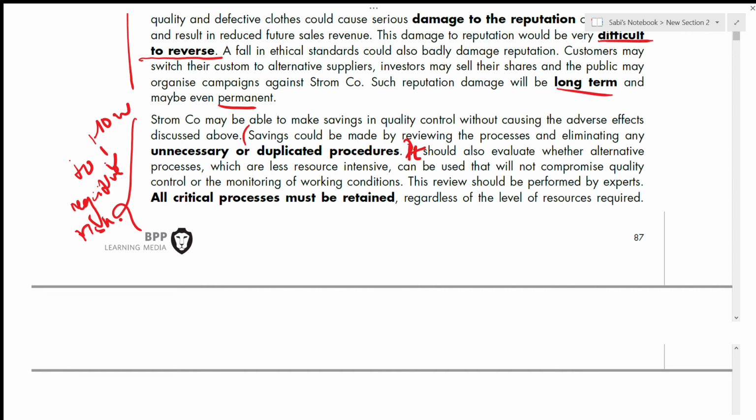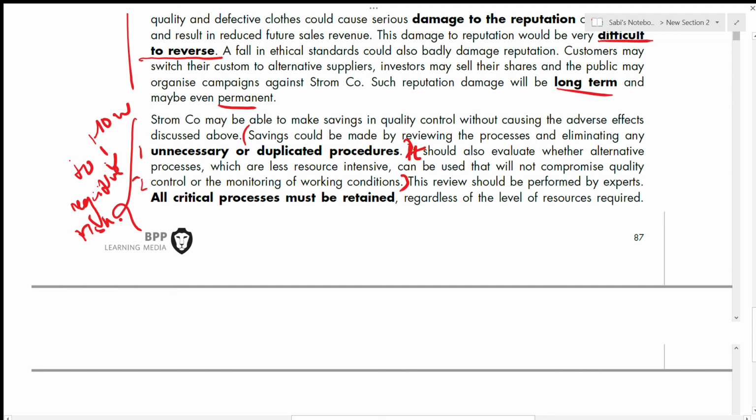Second, it should also evaluate whether alternative processes which are less resource intensive can be used that will not compromise quality control or the monitoring of working conditions. This could be a second, right? So this is your first, this is your second.